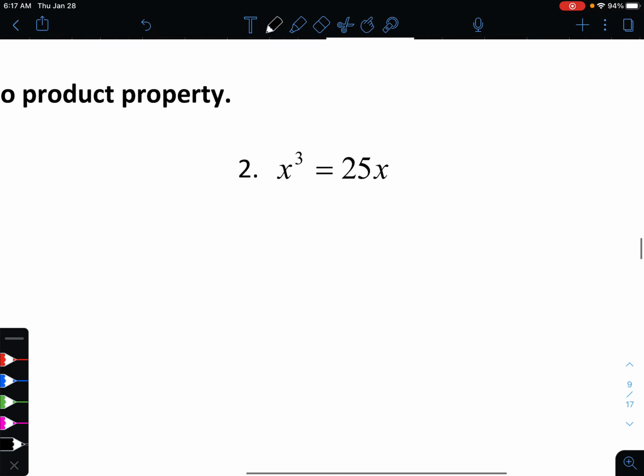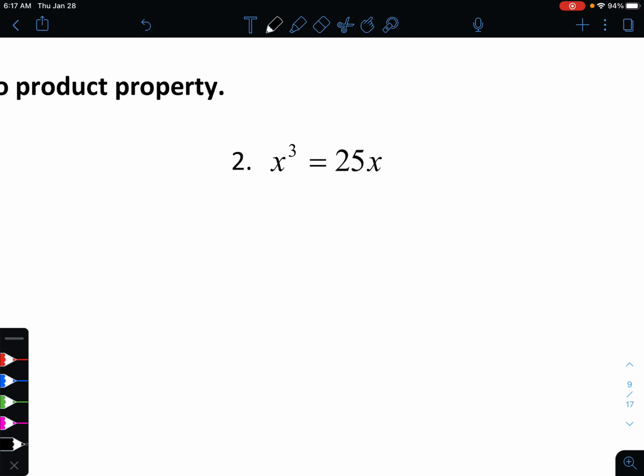Okay, let's take a look at number 2. So on number 2, we've got x cubed equals 25x. In order to solve this, it would be kind of tempting to just divide by x on both sides, because you divide by x and you get x squared is equal to 25. And then that seems pretty easy to try to solve. And in fact, that would get you a couple of solutions.